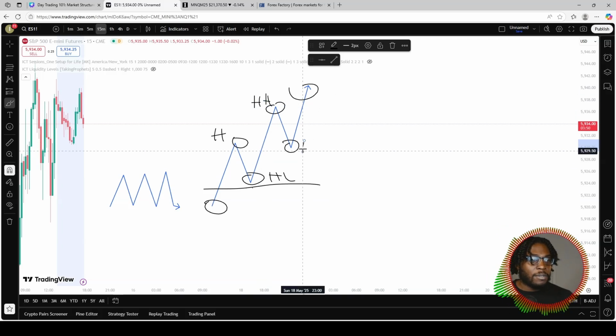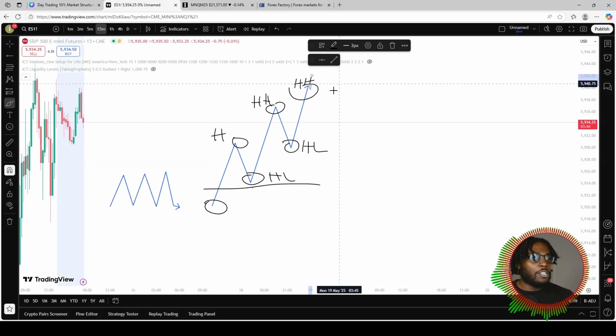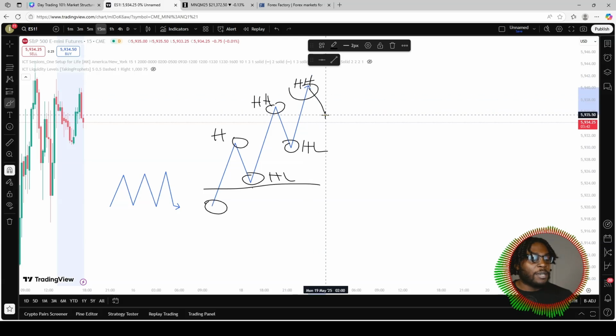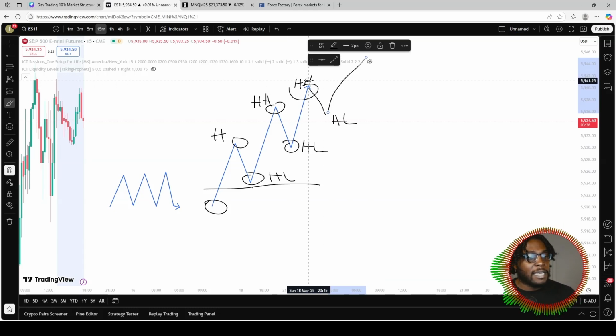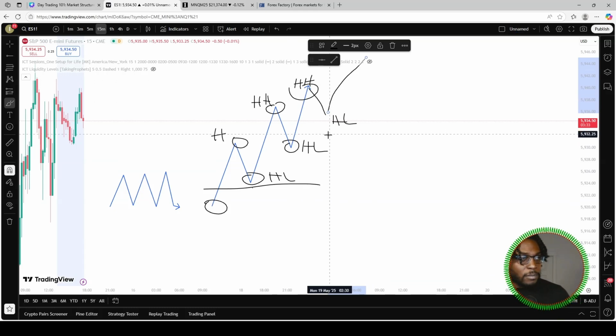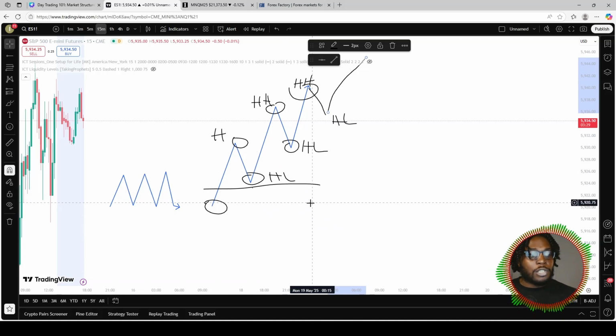Then another higher low that doesn't sweep the previous low. And then we make a higher high. If we're expecting the trend to keep going, we would expect it to pull back, and then make another higher low. And then boom, we're expecting it to go and take this higher high again. Okay. So that's pretty much what we would consider a bullish trend. Okay.